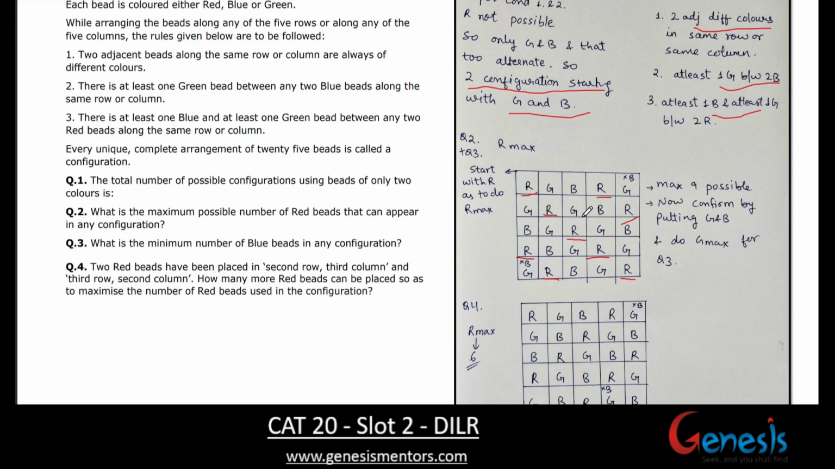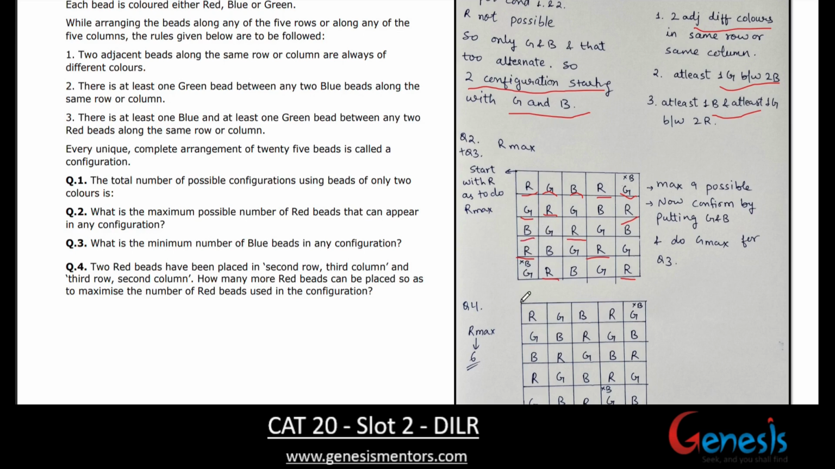Right, now G and B. As we need to maximize R, but for question number 3 we need to minimize B, so we will start with G, right? So we'll try to maximize G, so we'll start with G here. If G is here, then this should be B, right? Then again, if this is B, what will be here? Here B is not possible because there should be one G between two B's, so here we can put G, right? Then again this is R, we need to minimize B, so we'll put G here.